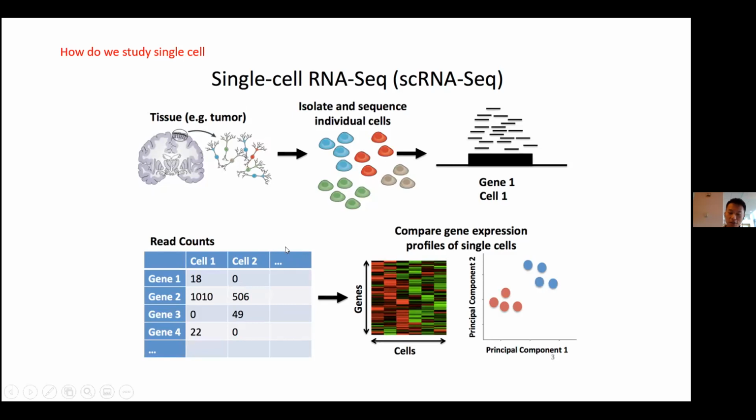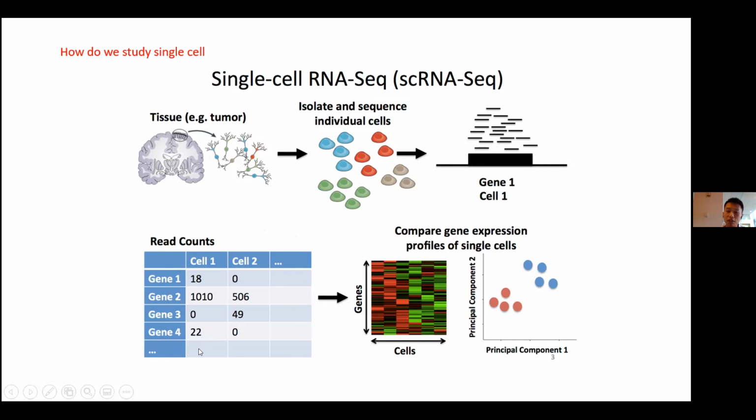Usually the process is followed in this way. For example, we have a tumor, or in this case, we have a neuron brain. It has different cells inside of this organism and the tumor. Our first step is to isolate each of the cells, make them individual cells. Then for each of the cells, we'll get their RNA information using the regular sequencing methods, and we'll get this kind of data matrix, where each row is a gene and each column is a cell.